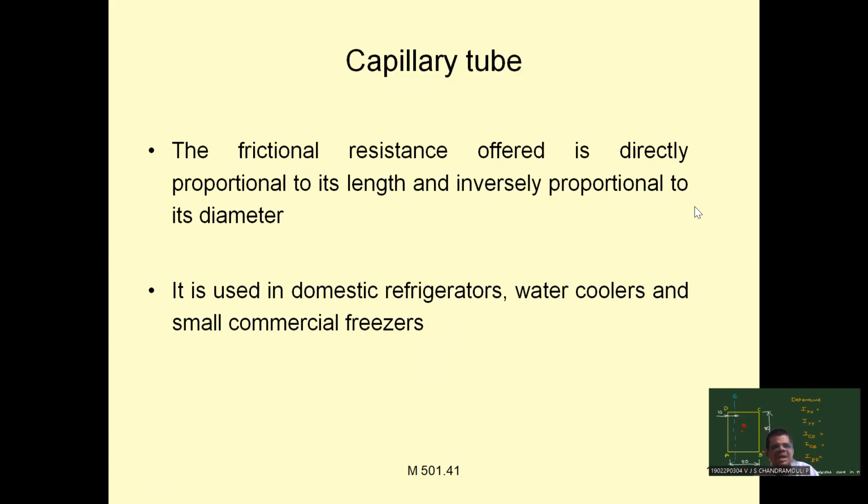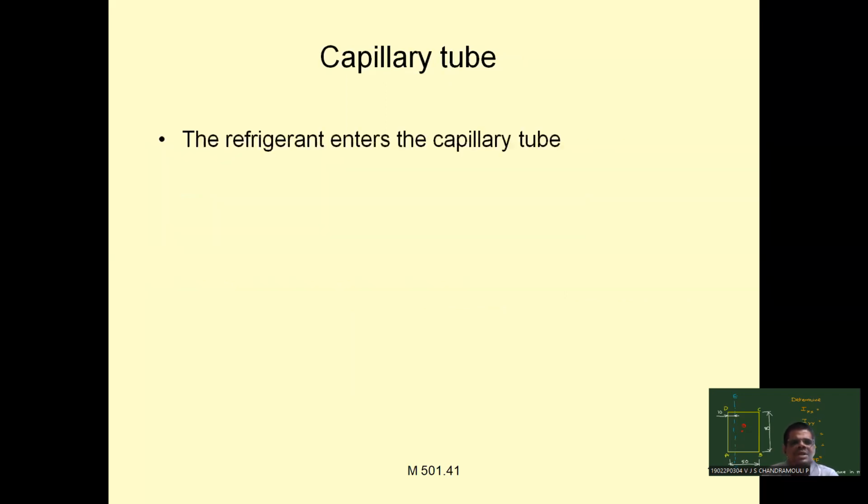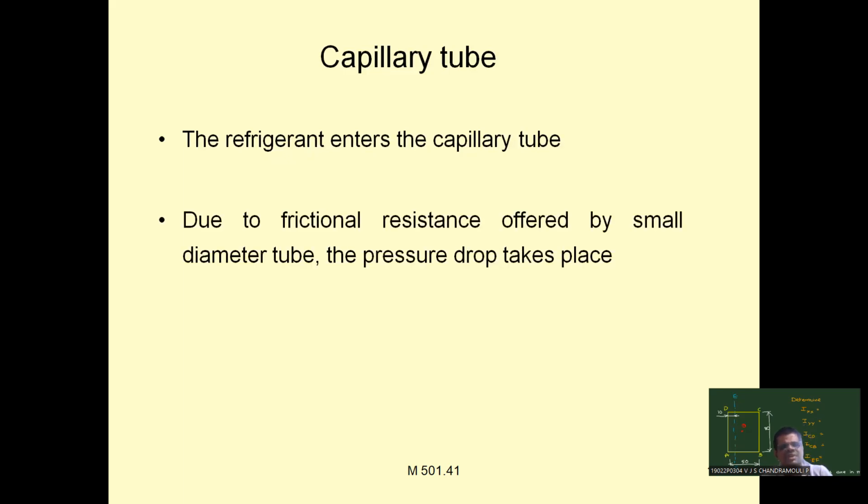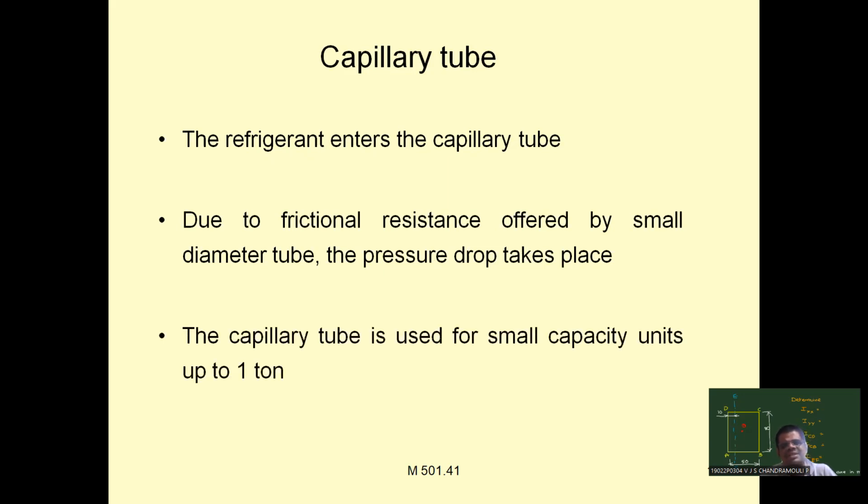And the application of this capillary tube is generally that it is used in our domestic refrigerators or freezers, which we use at our home, and water coolers, and some small freezers which are used commercially in shops, everywhere. So these are the applications of the capillary tube. And the refrigerant enters into the capillary tube, and due to the frictional resistance offered by the small diameter tube, the pressure drop takes place. That's what we have discussed. And this capillary tube is suitable up to 1 ton capacity refrigeration units.